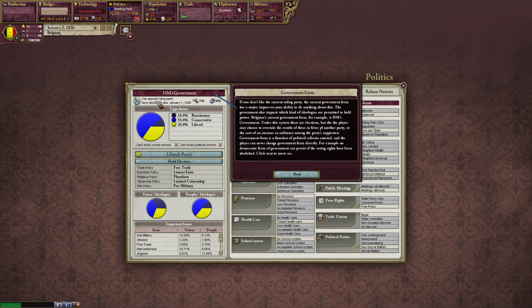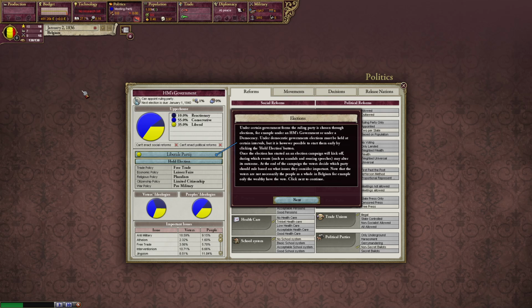So they can appoint the ruling party, and the next election is January 1st, 1840. Under certain government forms, the ruling party is chosen through election. For example, under HM's government, or under a democracy. Under democratic governments, elections must be held at certain intervals, but it is, however, possible to start them early by clicking the Hold Election button.